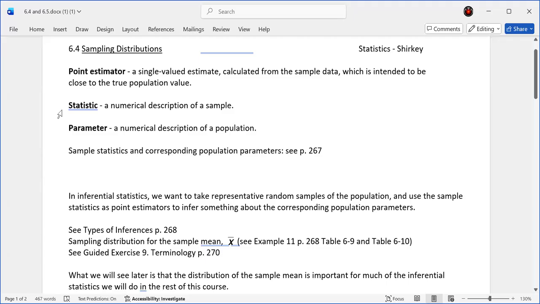Statistic, in this case, it's not statistics like our course, but a statistic is a numerical description of a sample. So you have sample statistics, right? Or a sample statistic. You're going to be using this to infer something about the corresponding population parameter. And a parameter is a numerical description of a population. Make sure to look over sample statistics and corresponding population parameters.